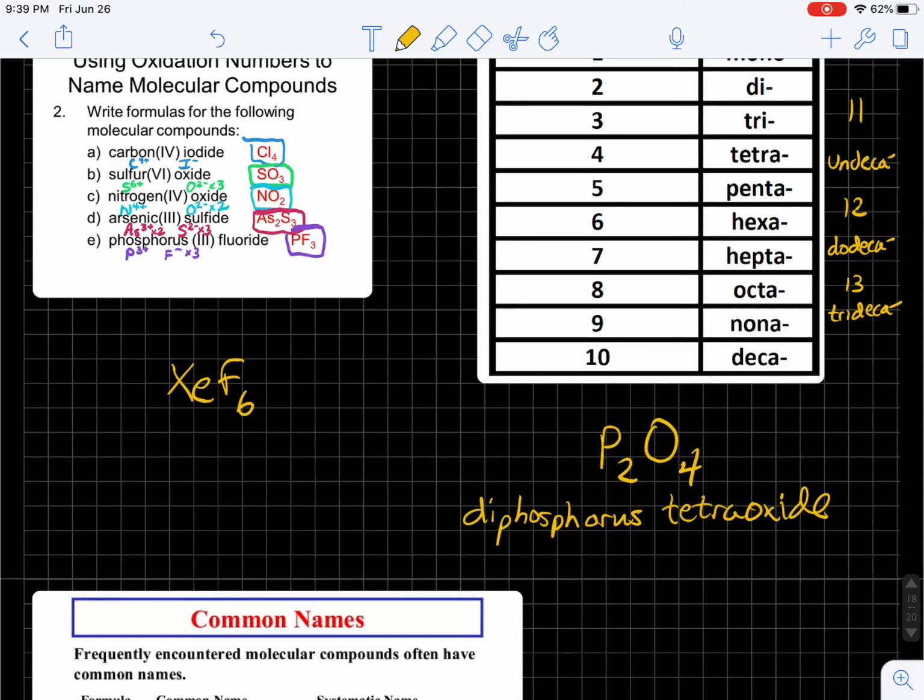What if you had this? Okay, so you pause here and you can try it. Hey, welcome back. So we look up Xe, that's xenon. Notice I didn't write monoxenon. We don't use mono on the first element. And then 6 for fluorine, so this would be hexafluoride.